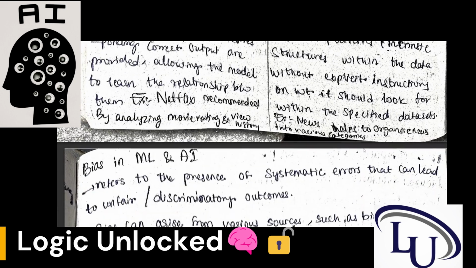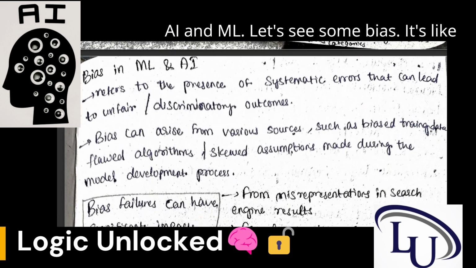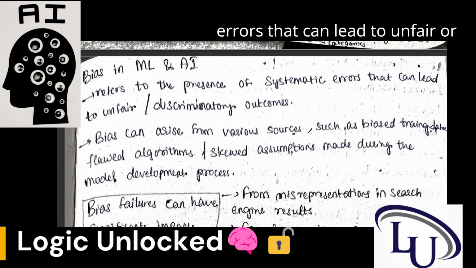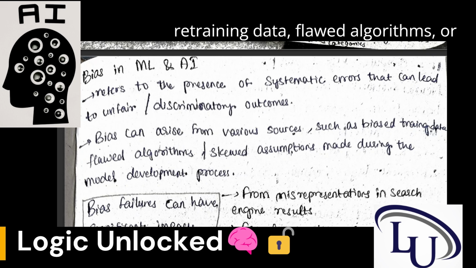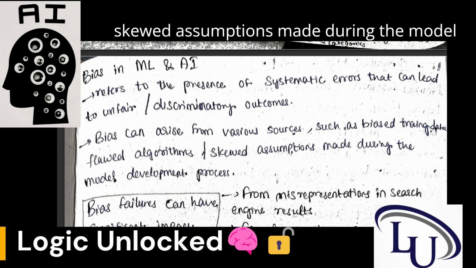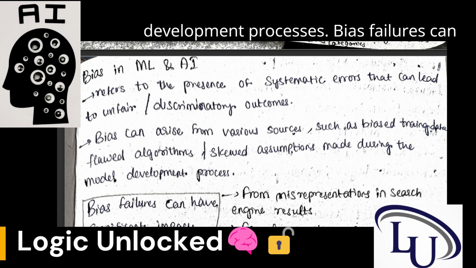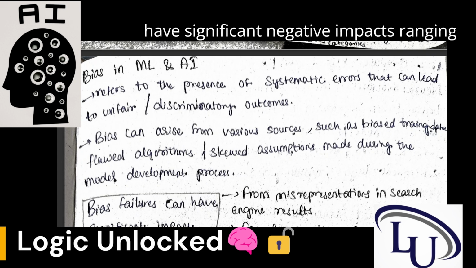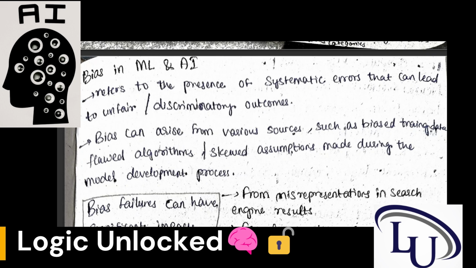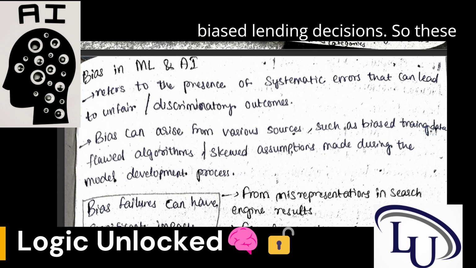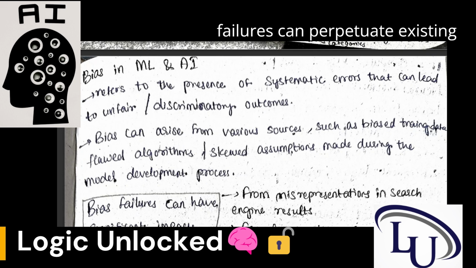So, bias in AI and ML. Bias refers to the presence of systematic errors that can lead to unfair or discriminatory outcomes. Bias can arise from various sources such as biased training data, flawed algorithms, or skewed assumptions made during the model development process. Bias failures can have significant negative impacts, ranging from misrepresentations in search engine results and facial recognition systems misidentifying individuals, to unfair hiring practices and biased lending decisions. These failures can perpetuate existing inequalities and lead to a lack of trust in AI systems.